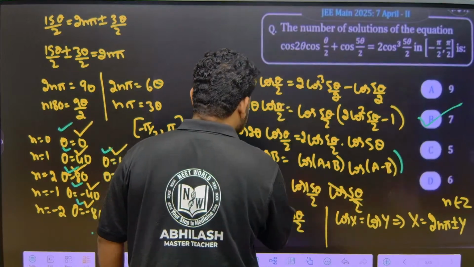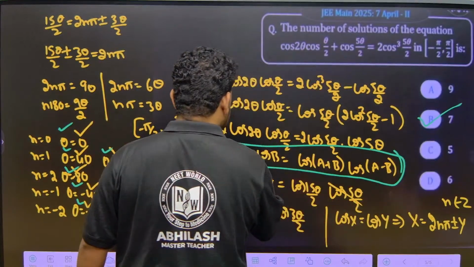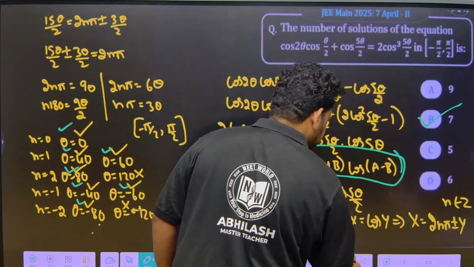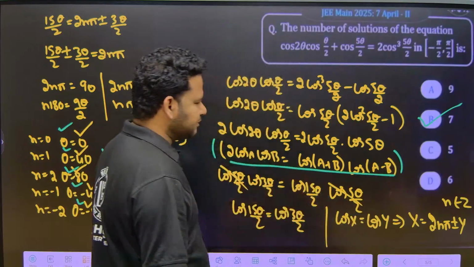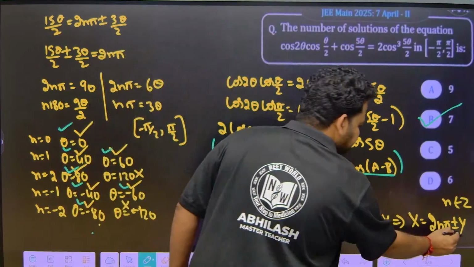Please keep this in mind. You have to use this here, in this question. Okay. You have to use this in this question, then only you will be able to solve this identity. That is what we did here, and this one also, please keep this in mind.